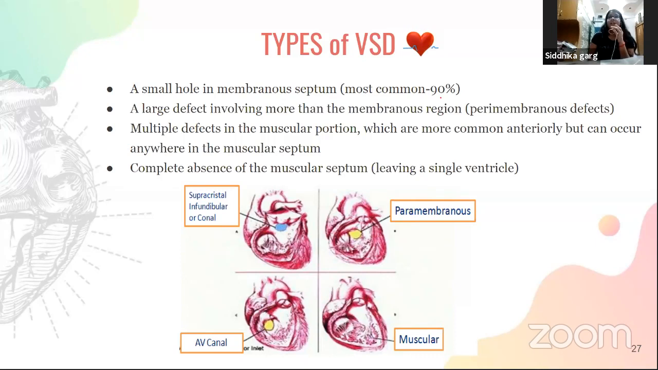Okay, types of VSD. It is based on the type of septum involved. The interventricular septum is made up of mainly three parts: the membranous part, the muscular part, and the bulbar or conal part. A small hole in the membranous septum is the most common, 90%. A paramembranous septal defect means a hole in the membranous septum along with the area surrounding it, which creates a large hole. Multiple defects in the muscular septum lead to muscular VSD, and a conal or bulbar defect leads to conal or bulbar VSD.